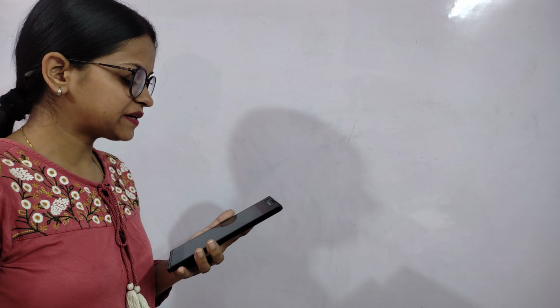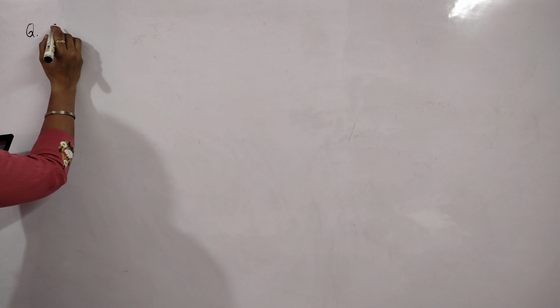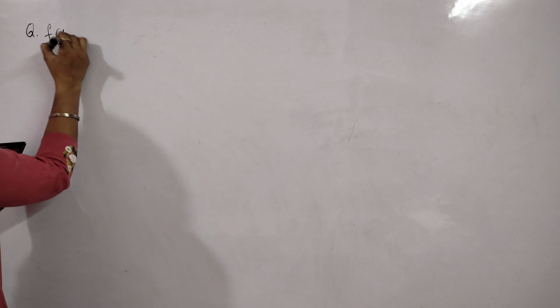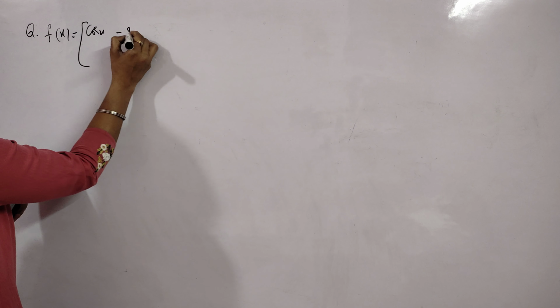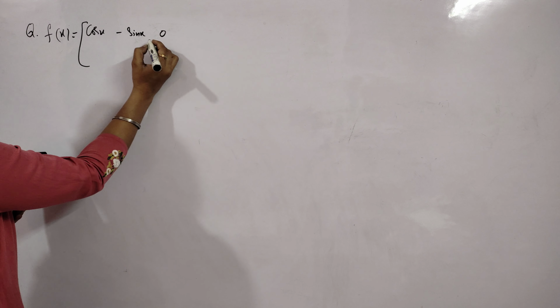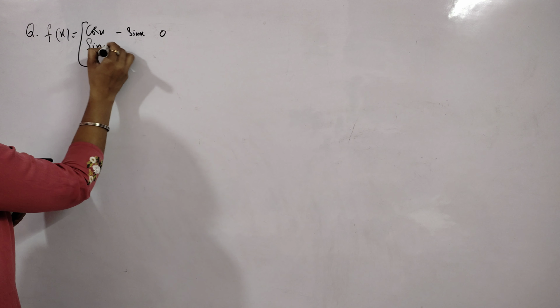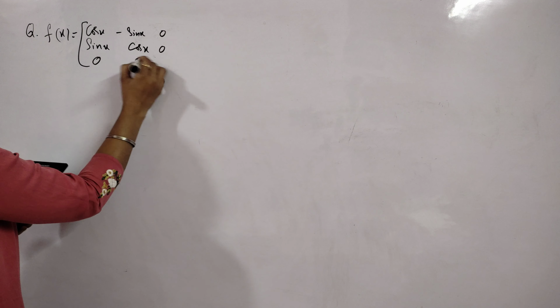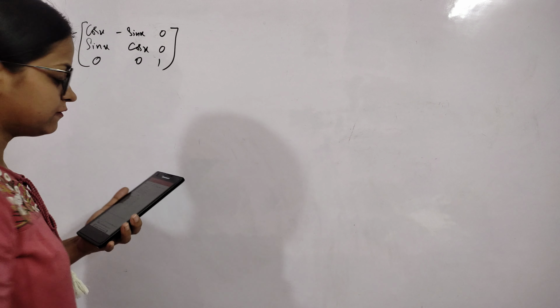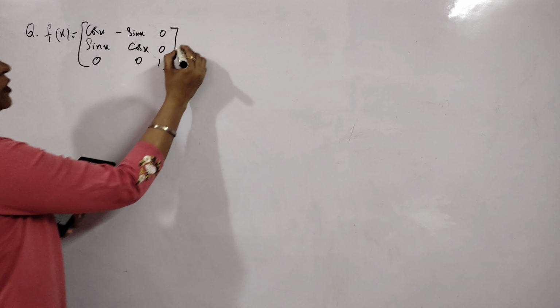Let us solve the next question. Okay, MCQ of matrices chapter. So the given question is f of x is equal to the matrix cos x, minus sin x, 0; sin x, cos x, 0; 0, 0, 1. So this is the given f of x matrix. Then which of the following is true?